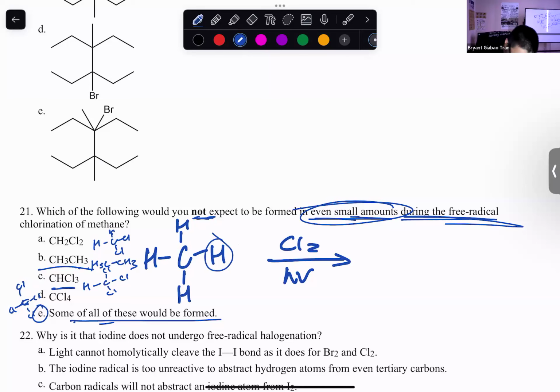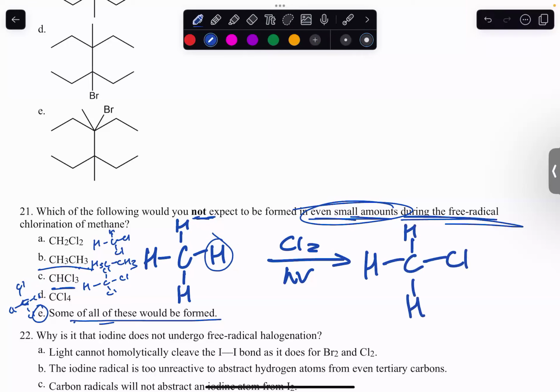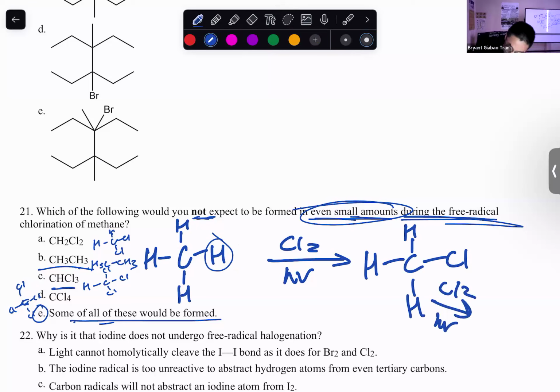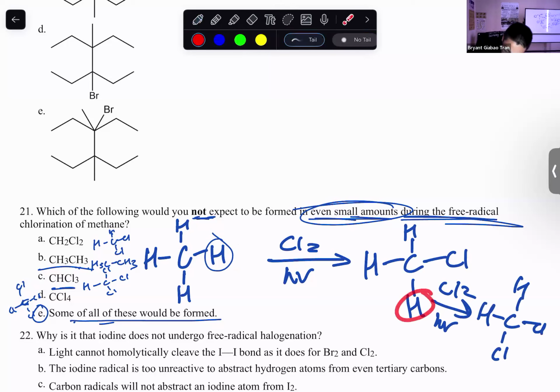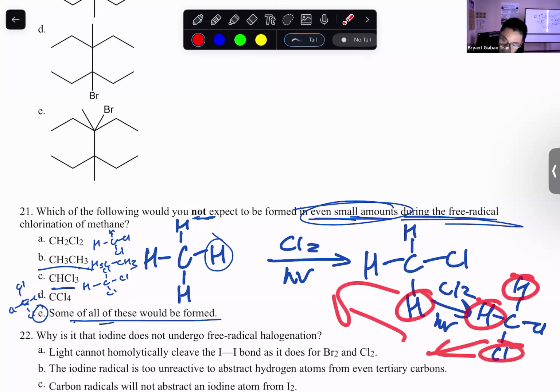Giving you this product, right? But then you could react this again with Cl2 and light again, right? Which is going to give you this, where you substitute another hydrogen with the chlorine like that, and then you go again and again and again until you can substitute all of the hydrogens with chlorine.